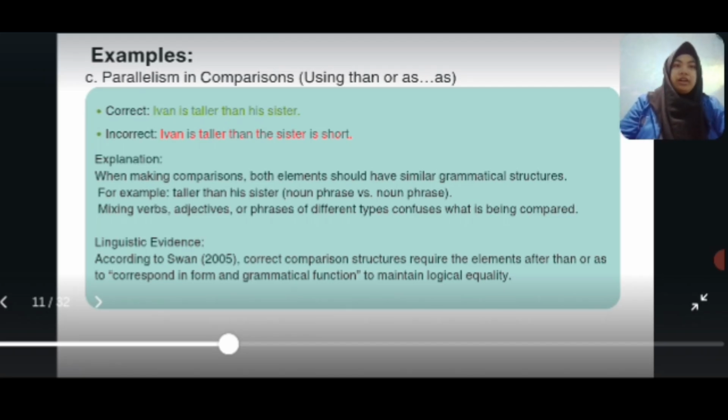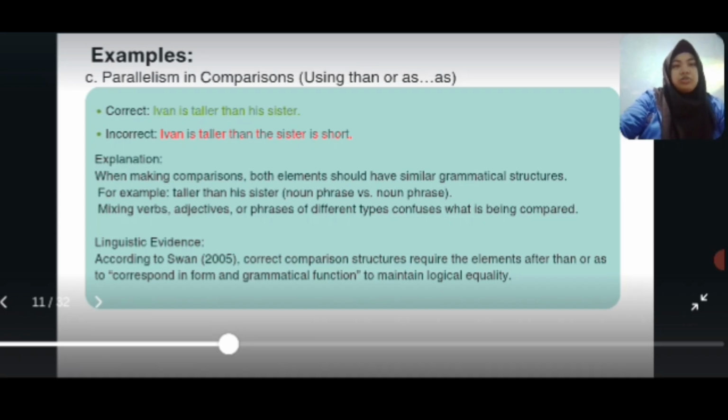And then parallelism in comparison using than or as. The correct one is, Ivan is taller than his sister, and in the incorrect one, Ivan is taller than the sister is short. When making comparisons, both elements should have similar grammatical structures. For example, taller than his sister, noun phrase versus noun phrase. Mixing verbs, adjectives, or phrases of different types confuses what is being compared.